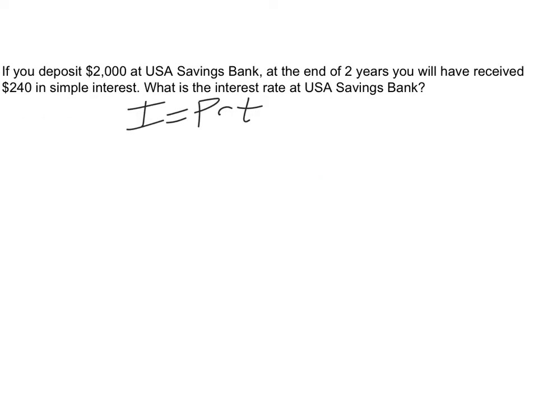So our first problem, we deposit $2,000 at USA Savings Bank. At the end of 2 years, we will have received $240 in simple interest. So what is the interest rate of this bank? So $2,000, that's our principal amount. We don't know what our interest rate is. We know that we did it for 2 years. And we know that we've got $240 in interest.